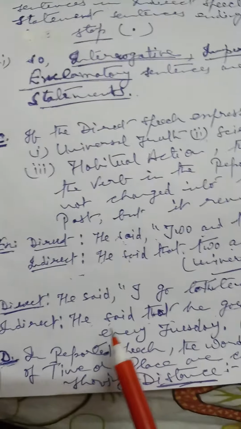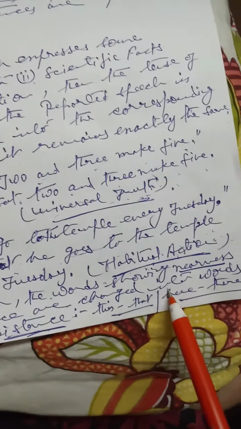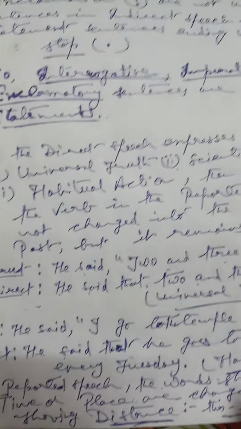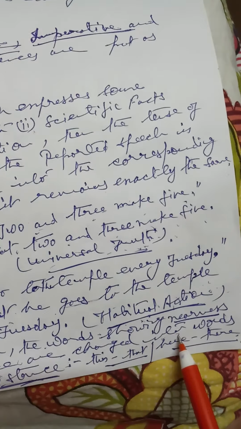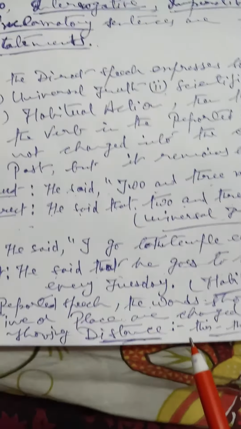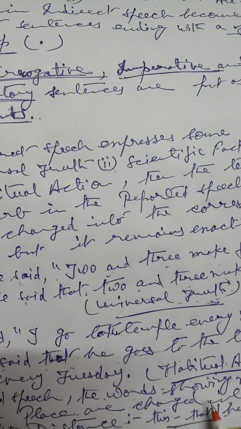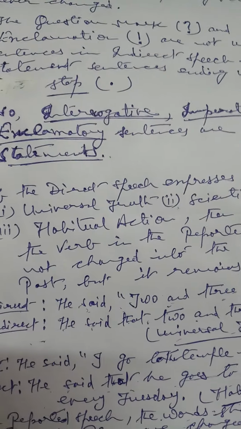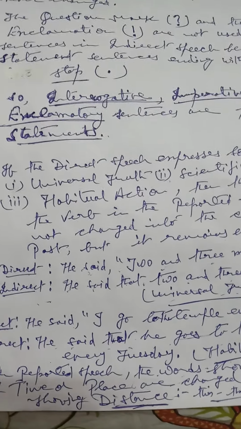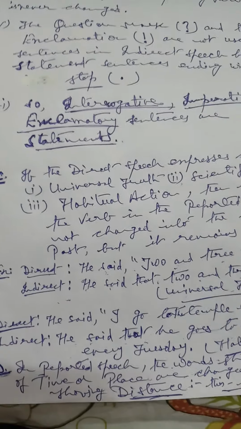Now, one more rule. In reported speech, the words showing nearness of time or place are changed into words showing distance. For example, this becomes that, here becomes there, today becomes that day, yesterday becomes the previous day, and tomorrow becomes the coming day or the following day. In this way, the rules are followed to do narration.